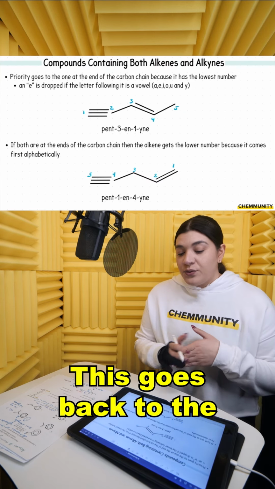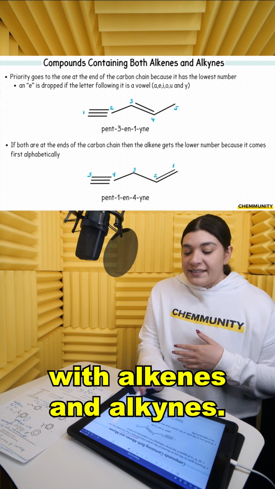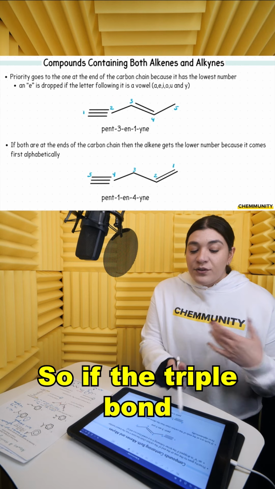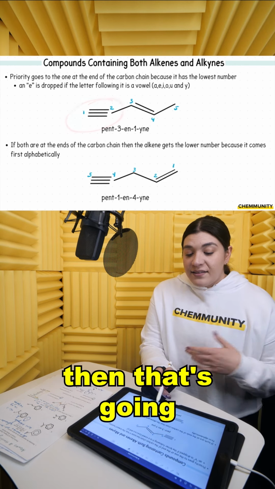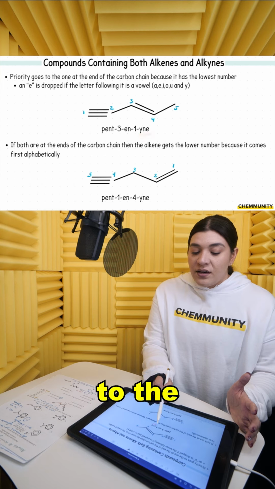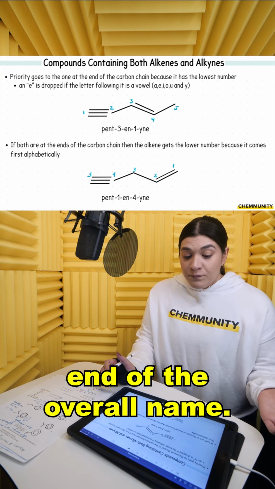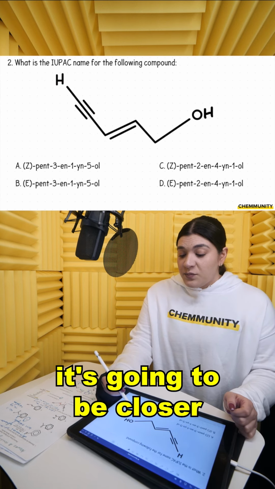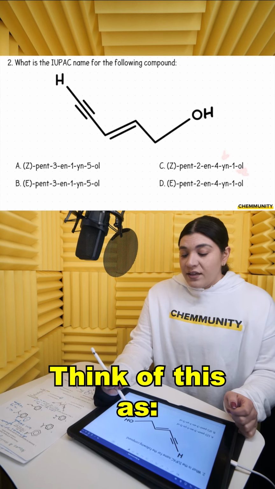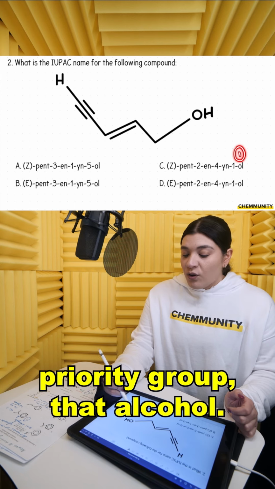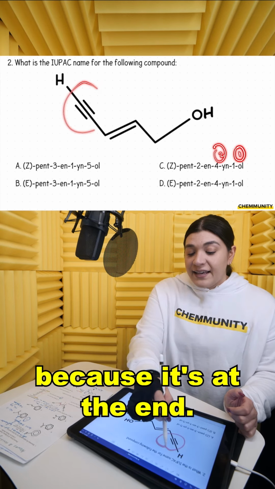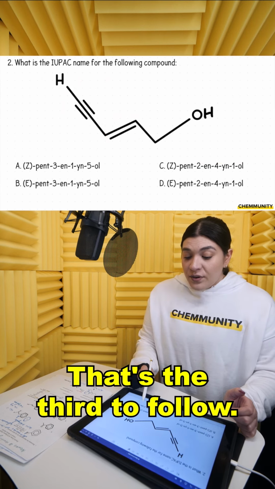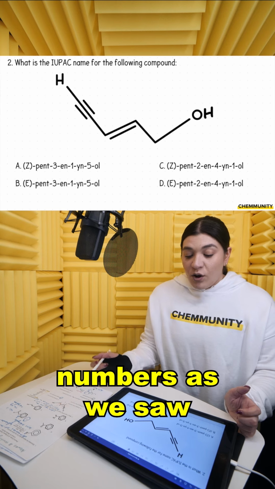This goes back to the compounds that we have with alkenes and alkynes. It's really dependent on whatever is at the end. So if the triple bond is at the end, then that's going to be closer to the end of the overall name. So in our case, it is at the end. That's why it's going to be closer to the higher priority group. Think of this as this is the highest priority group, that alcohol. Then it's the alkyne because it's at the end. Then we have the alkene. That's the third to follow. And then, of course, the numbers as we saw it before.